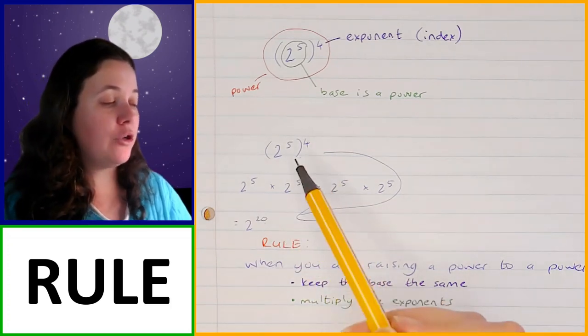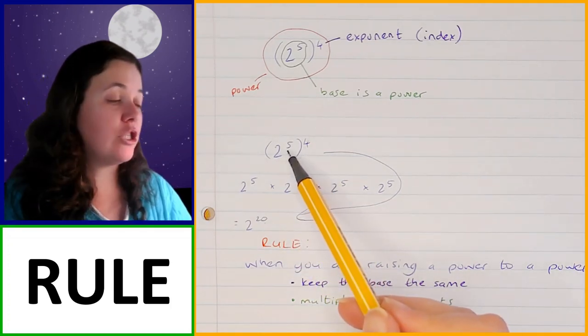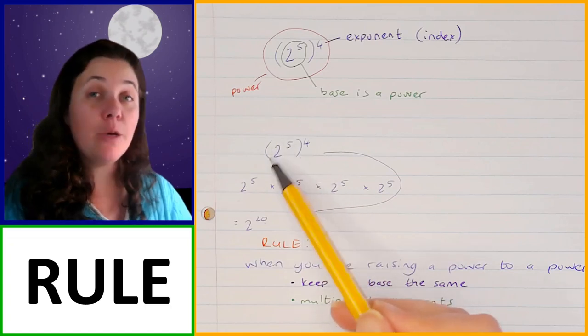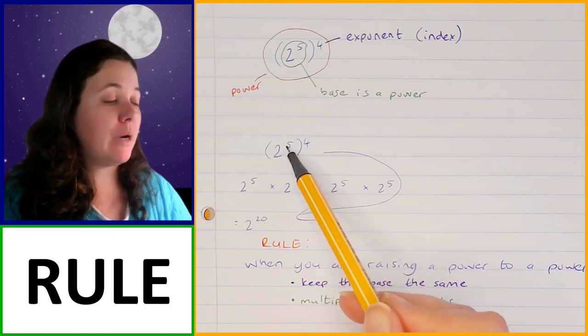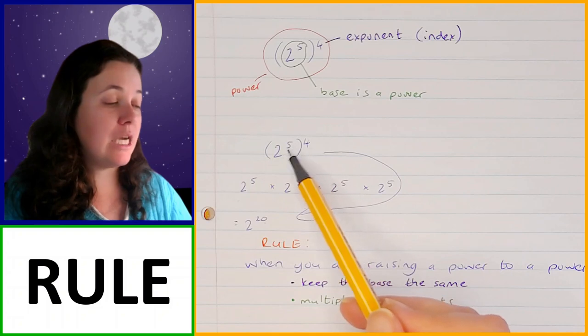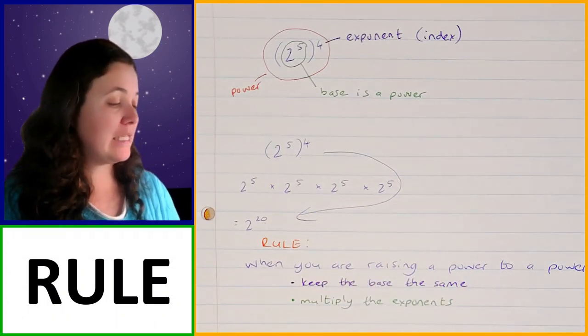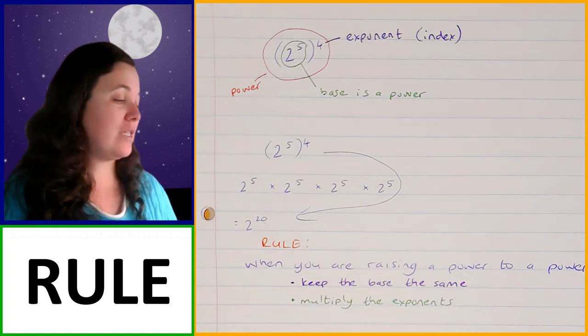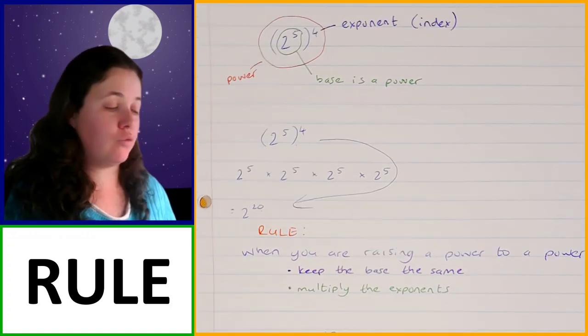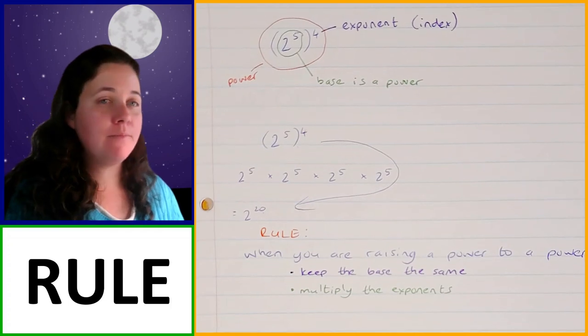So I take the exponent inside the brackets, which is the exponent of the inner power, and I multiply it by the exponent outside the bracket. So I times those two exponents together, and that is how I'm going to get the new exponent of my simplified version of it.